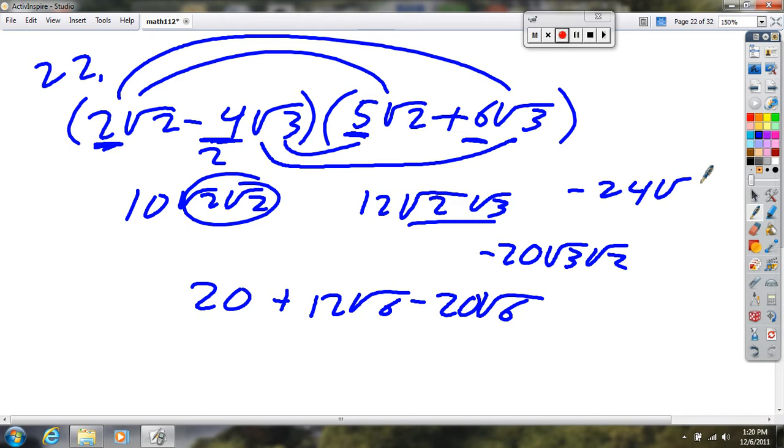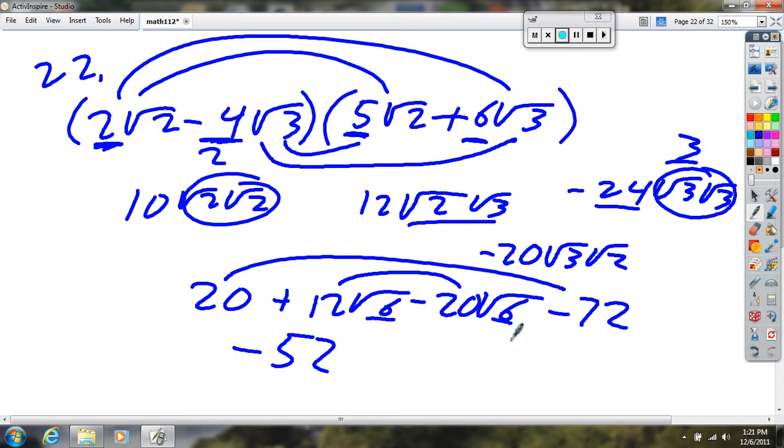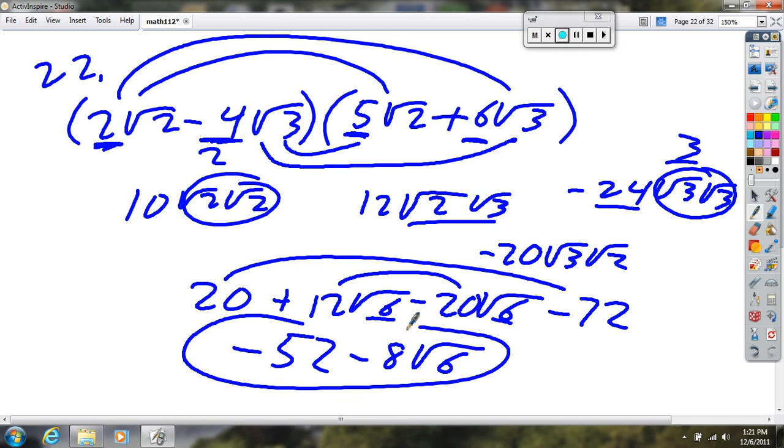And the square root of 3 times the square root of 3. That's a pair of 3's, which is a single 3. So it's a negative, and 24 times 3 is 72. Like terms. First one is 20 minus 72 is a negative 52. And then the two middle ones are both square roots of 6. They're the same, so I can add them. What is 12 minus 20? Is a negative 8. And you keep the square root of 6. So there's our answer for number 22.